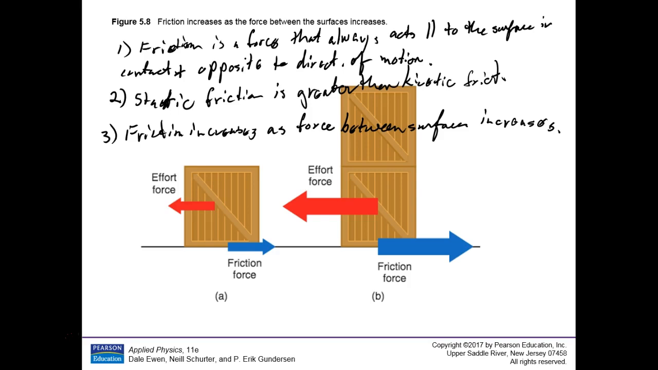I didn't mention it acts parallel to the surface in contact, but I told you it was always opposite the direction of motion. Second one, I said static friction is usually greater than kinetic friction. Done properly, it would say greater than or equal to. I don't think kinetic friction is ever greater. Can't think of any time that's greater than, but it could be equal to. But they say, wait a minute, leave it there.